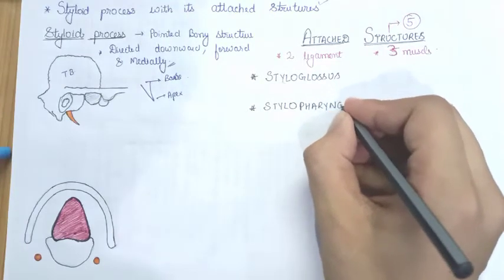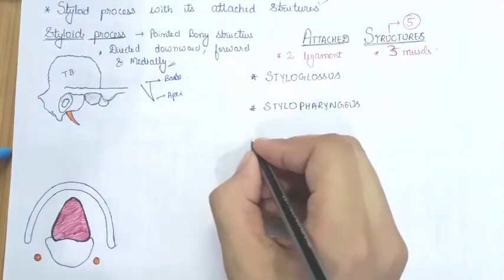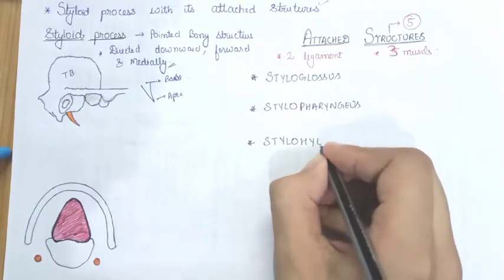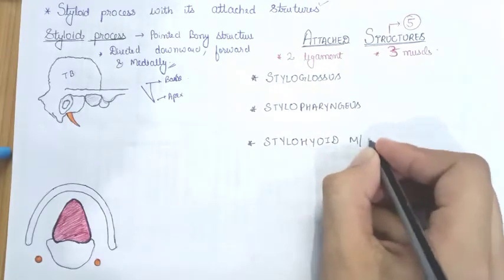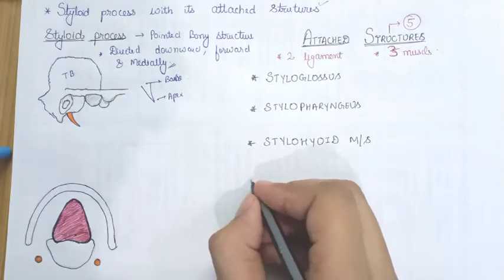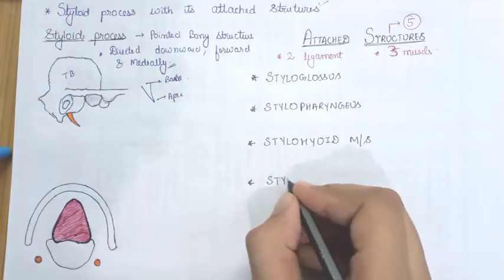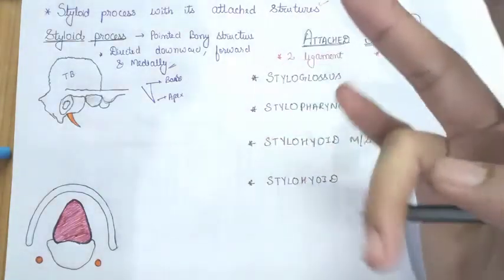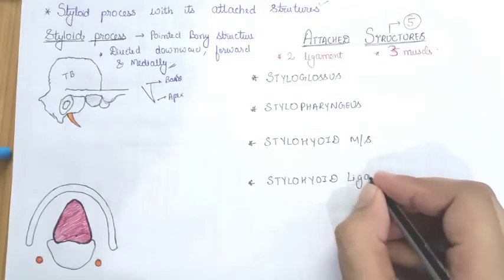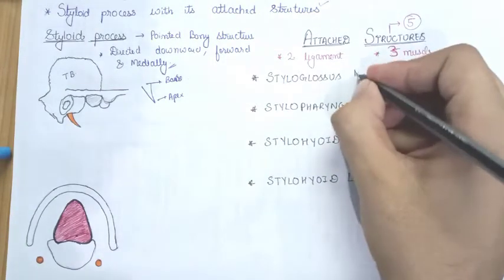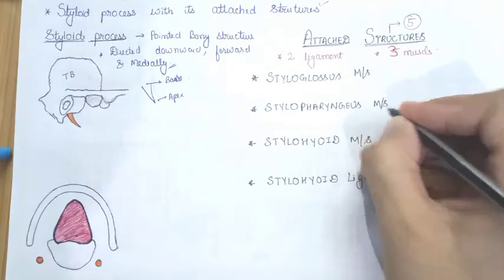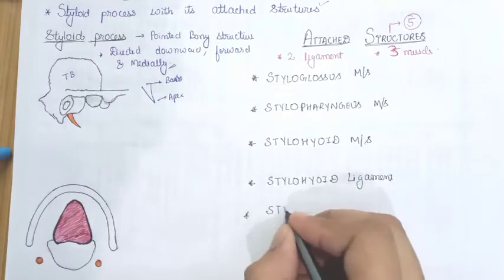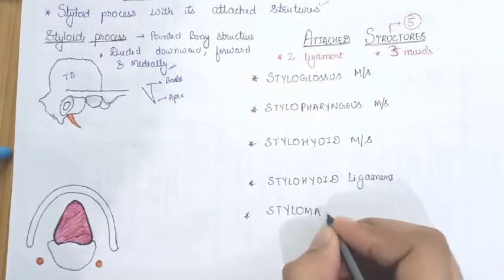Stylopharyngeus. Now the third muscle is the stylohyoid muscle. The two ligaments remaining are the stylohyoid ligament. So in the name stylohyoid we have two structures, muscle and ligament. Don't get confused, all these are also muscles. Now the next and the last ligament is the stylomandibular ligament.